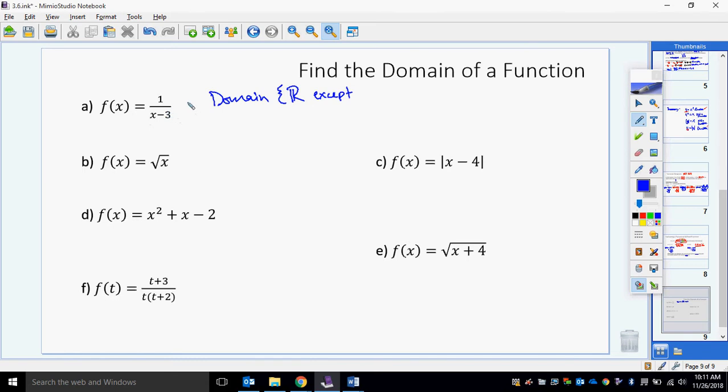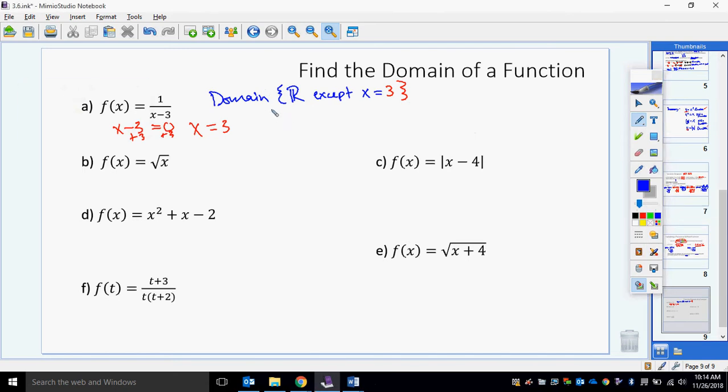So what number for x can't this be? Well, when is x minus 3 equal to 0? When is this bottom number 0? So that's an equation I need to solve. So if I add 3, I get x is equal to 3. When x is 3, my denominator is 0, and that's not good. So I want any number except when x is 3.